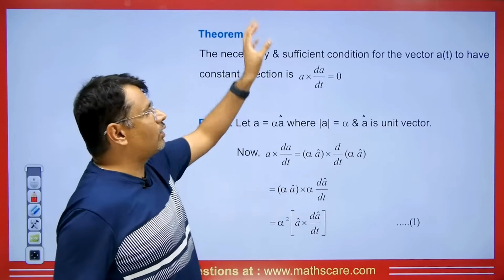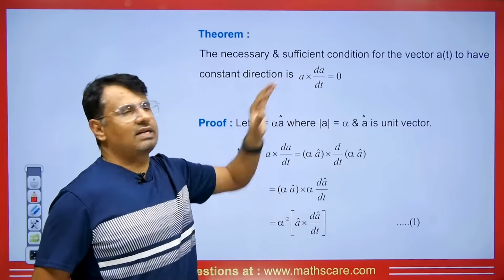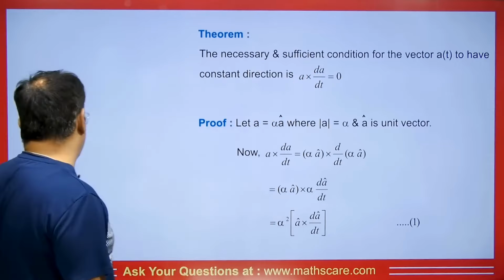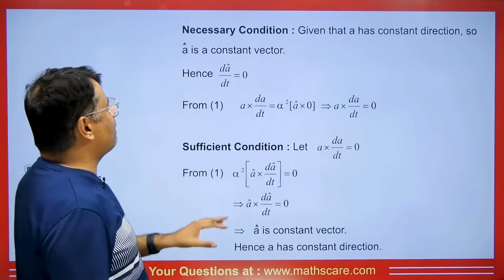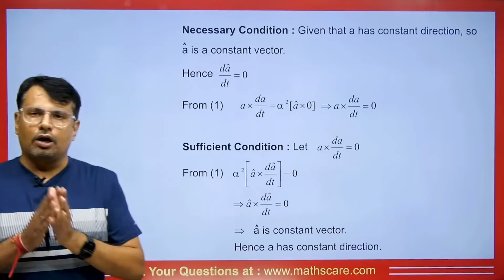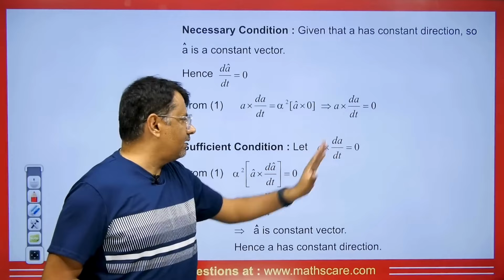So the value of this whole equation will be 0. Meaning if we have any vector in constant direction, then what will its value be? It will be 0. We'll prove it in reverse. If we get its value as 0, then this will be a constant vector. So we'll take it in reverse.